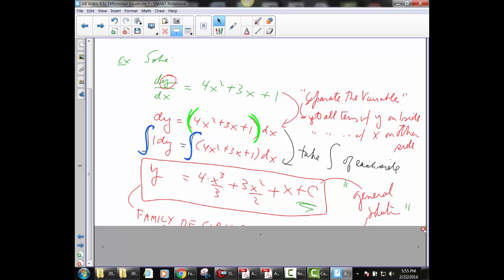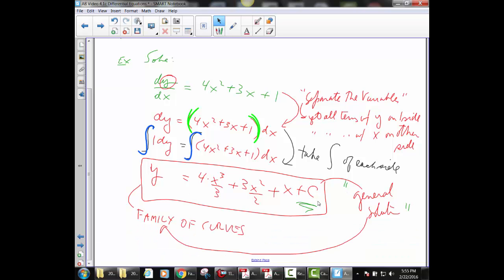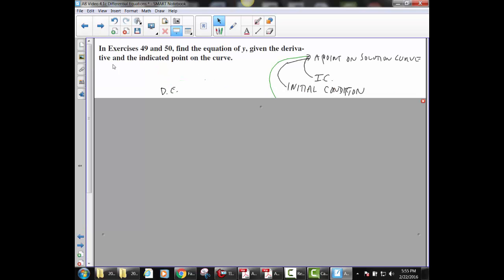Now, what you get because of the c is called a general solution. There's not just one solution because c could be 1 or 5 or 7 or negative 3 or 2/3. What you get is what's called a family of curves.